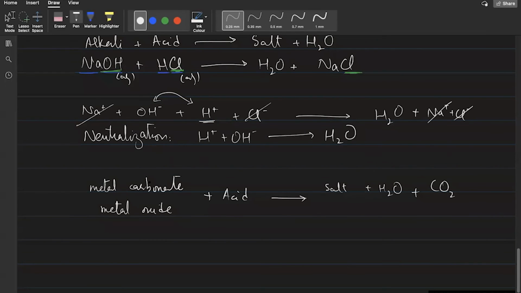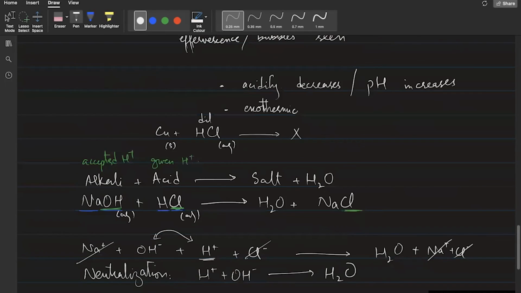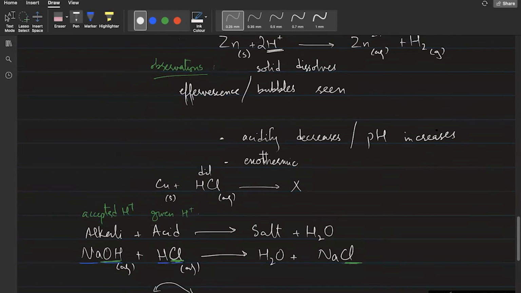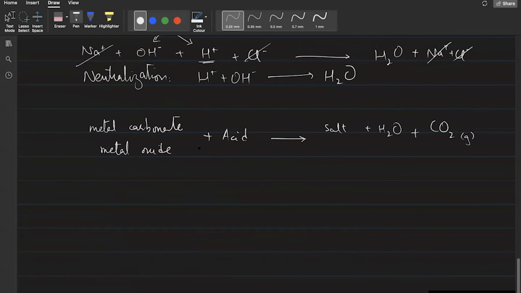So remember that whenever carbonate reacts with acid, it gives carbon dioxide gas. So you will, just like in hydrogen, you will see effervescence. You will see bubbles every time a gas is coming out. With metal oxide, nothing like that happens. So salt plus water, that is what you get. So important thing to remember here is that carbonate will give off carbon dioxide.